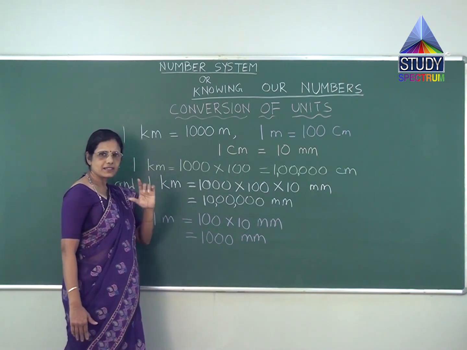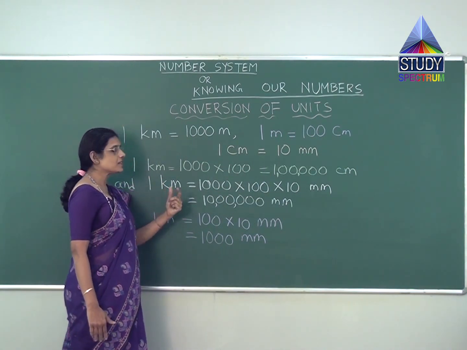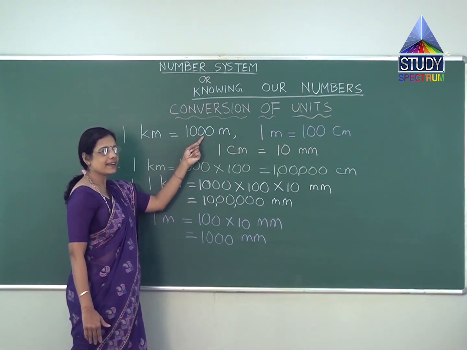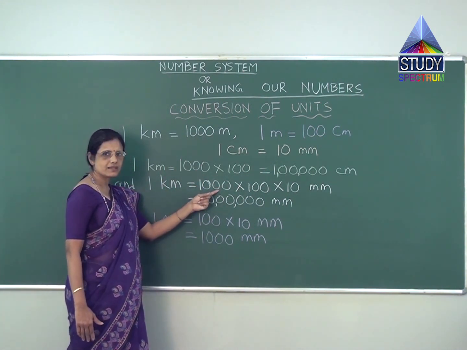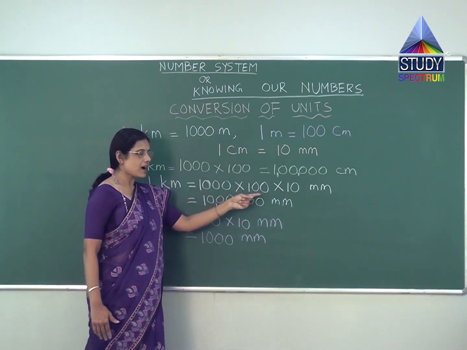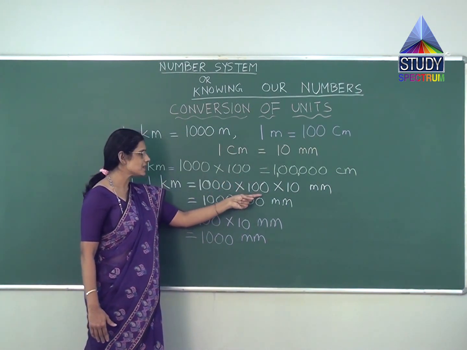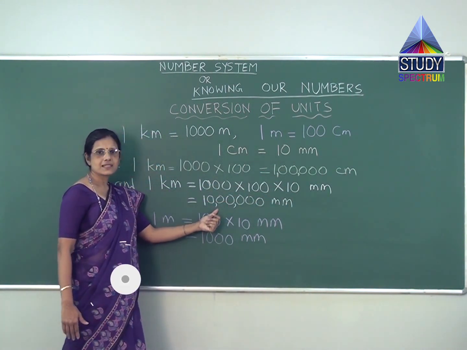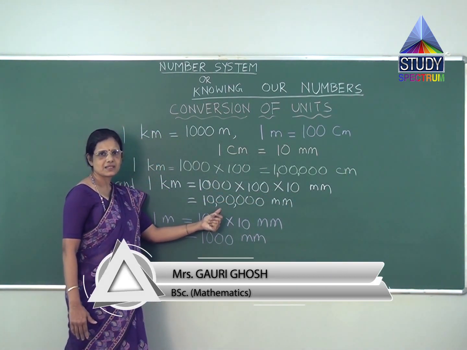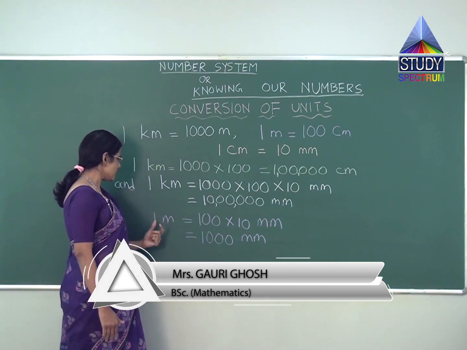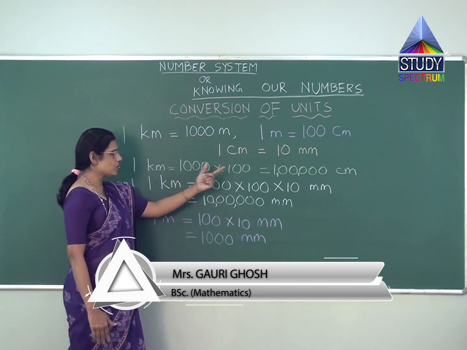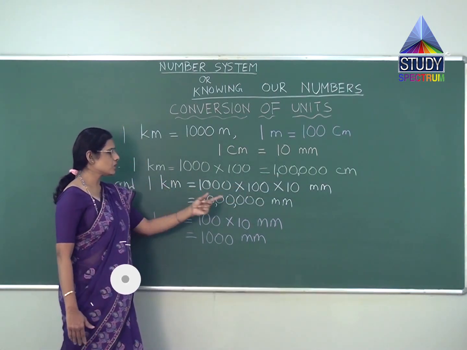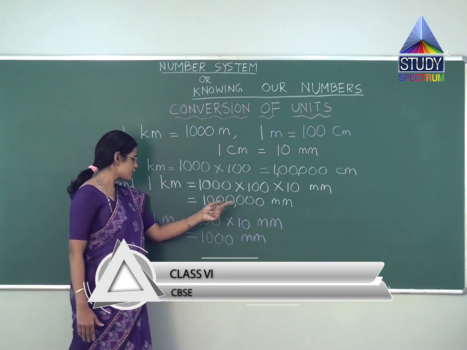Then further smaller, kilometer to millimeter. How to do? 1 kilometer, take the meter first, 1000, multiply by 100, which is for centimeter, multiply by 10. You will come, it is as 10 lakh millimeters. So, 1 kilometer equal to 1 lakh centimeter, whereas 1 kilometer equal to 10 lakh millimeters.